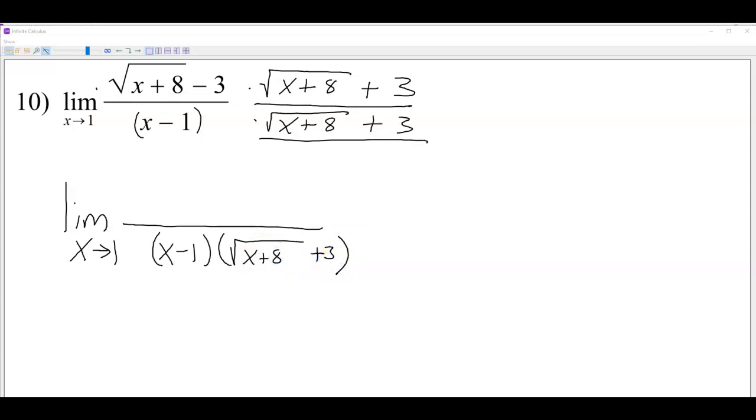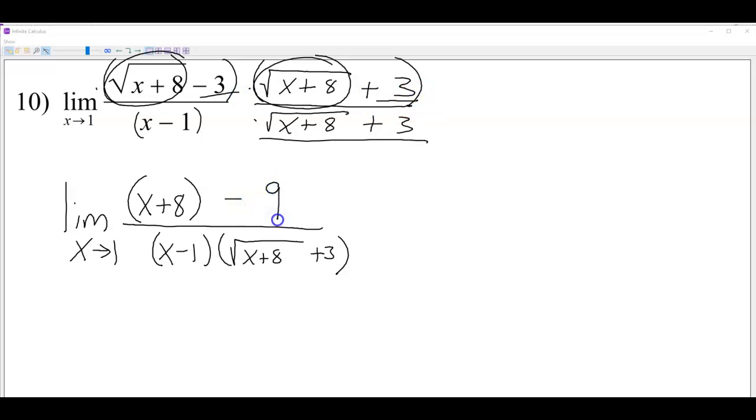On the top, when you multiply 2 conjugates, instead of foiling it out, you could really just do the first times the first. And when you do that, since they're identical, it just cancels out the root. So you're just left with what's under the root. So it's just x plus 8. And then you do last times last. Negative 3 times positive 3 is negative 9. And then we're going to simplify that expression. X plus 8 minus 9 is x minus 1.